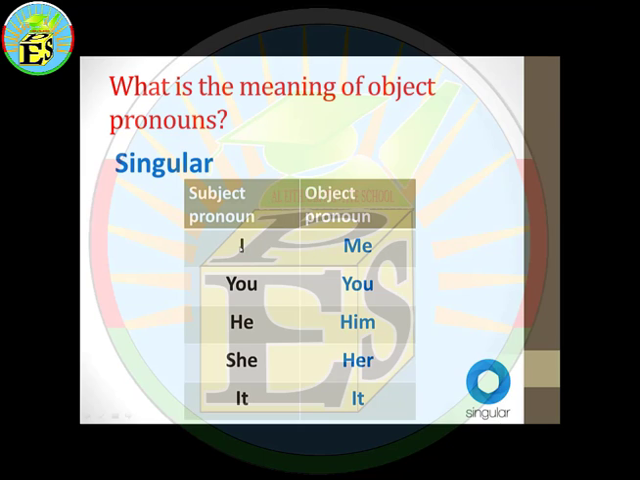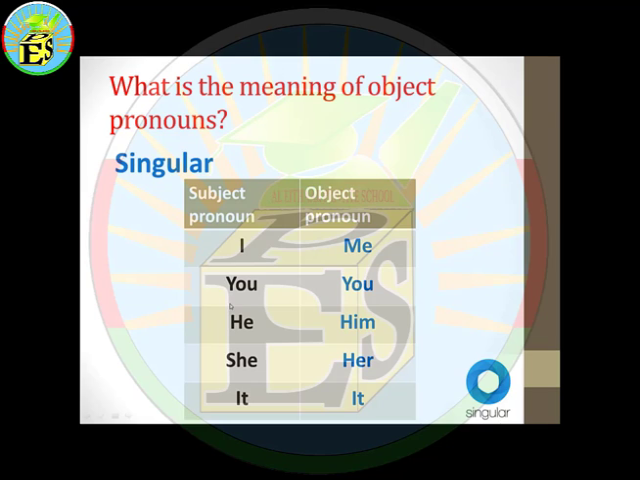So, the subject pronoun of me is I. The subject pronoun of you is you. In some cases they are the same: the subject pronoun and the object pronoun are the same. Then, the subject pronoun of him is he. The subject pronoun of her is she. And the subject pronoun of it is it. They are the same here and here. The subject and the object pronouns are the same.